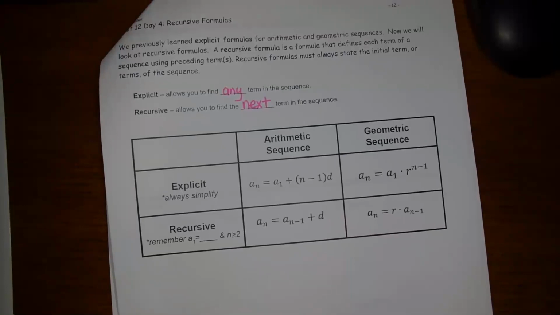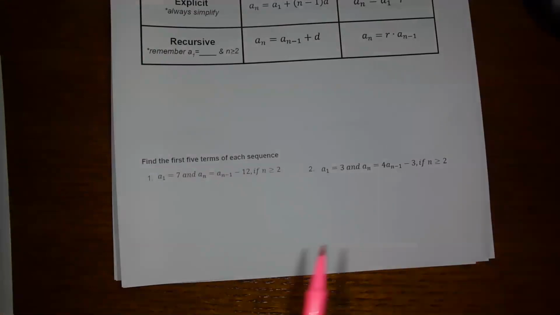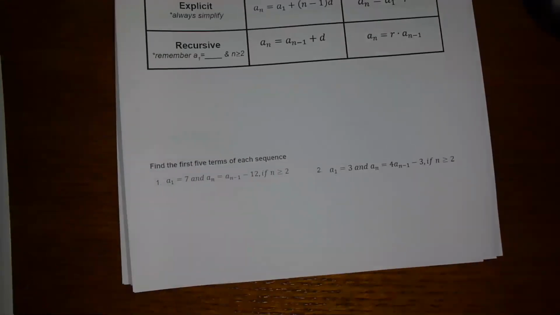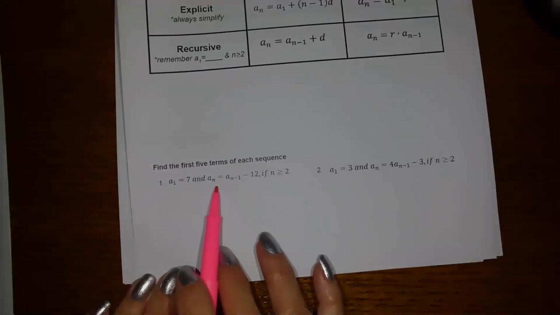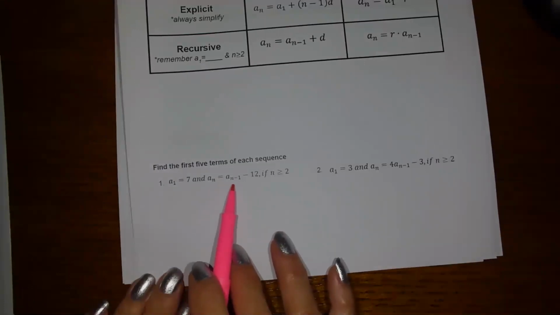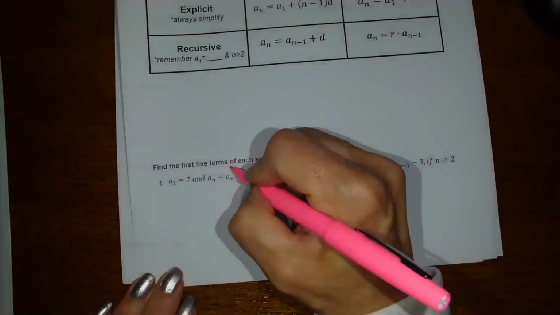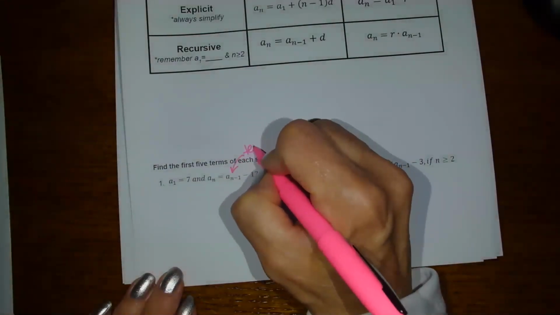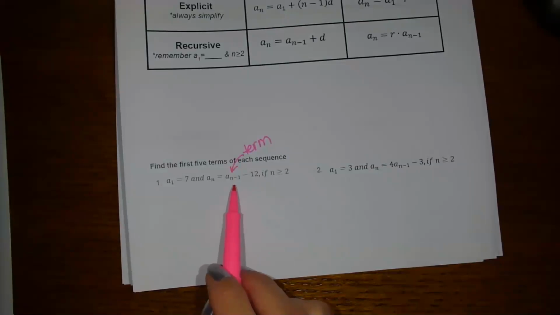Okay, so write the first 5 terms of each sequence. Well, here we know that a1 equals 7, an equals a sub n minus 1 minus 12. That just means the term, right? So you take any term, whatever term they give you, you subtract 12 and that gives you the next term.